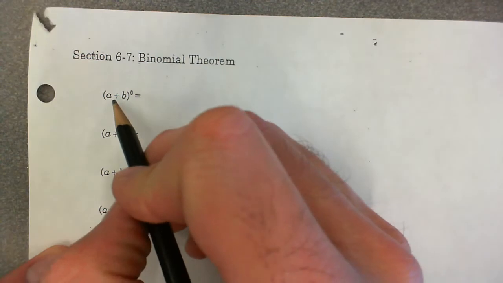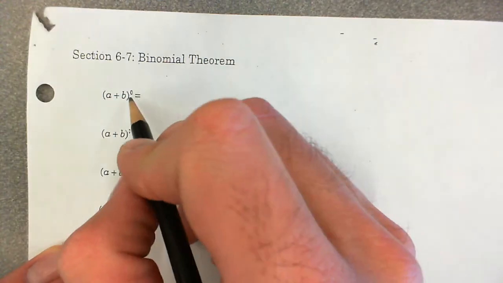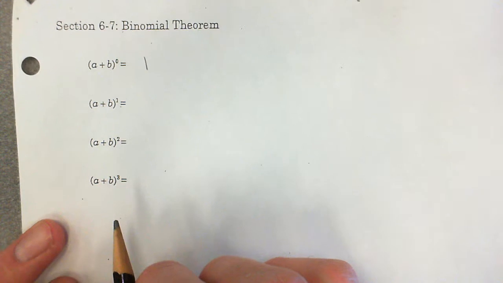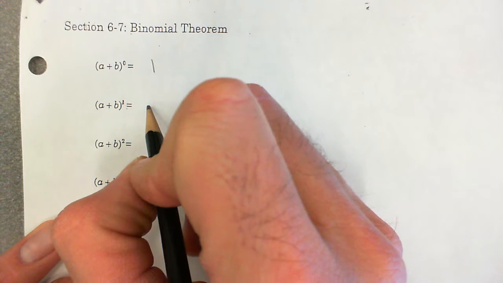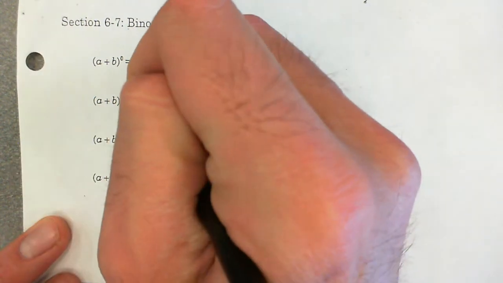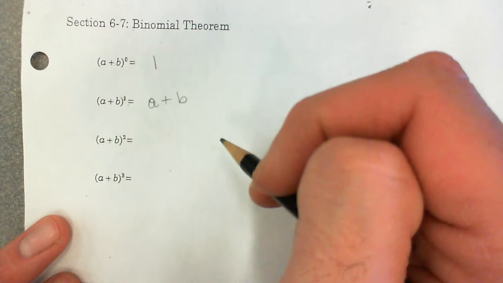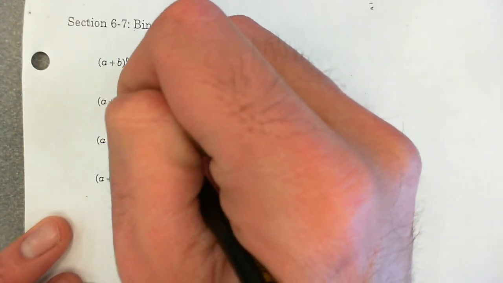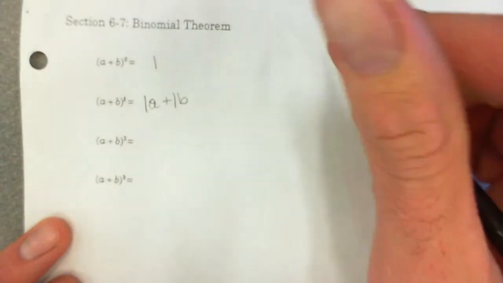So let's start. If we have a plus b to the 0 power, anything to the 0 power is just a 1. Then if we have a plus b to the first power, well, anything to the first power just remains the same. So that gives you a plus b. But because I'm going to be looking for a pattern here, I'm going to put the coefficients out in front. There's 1a here and 1b. So this is 1a plus 1b.